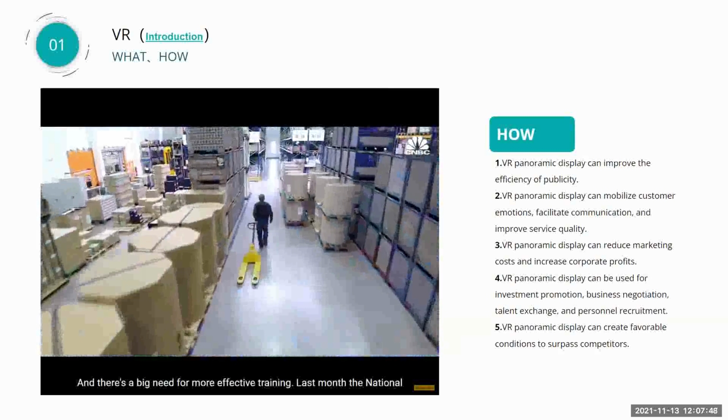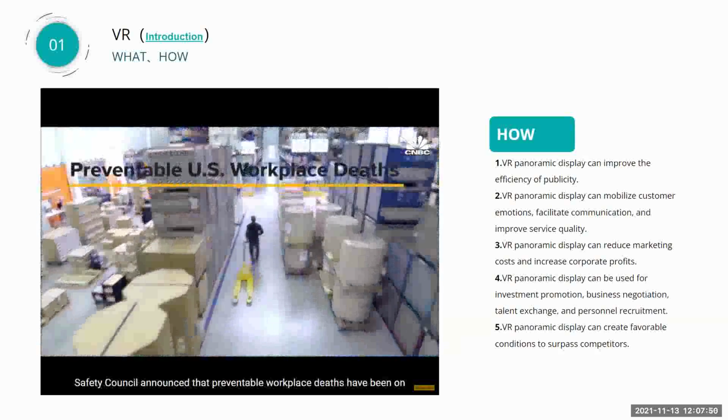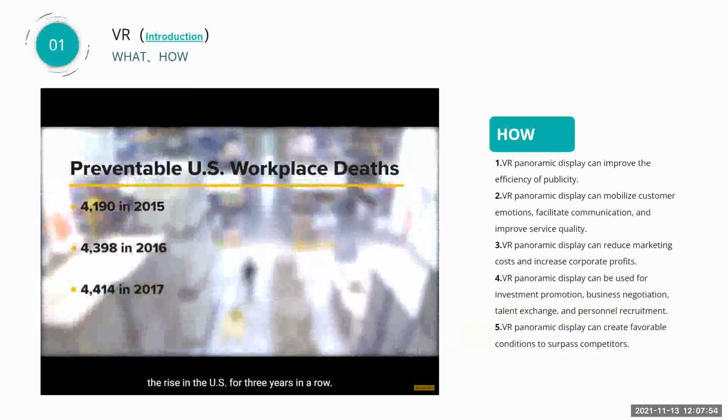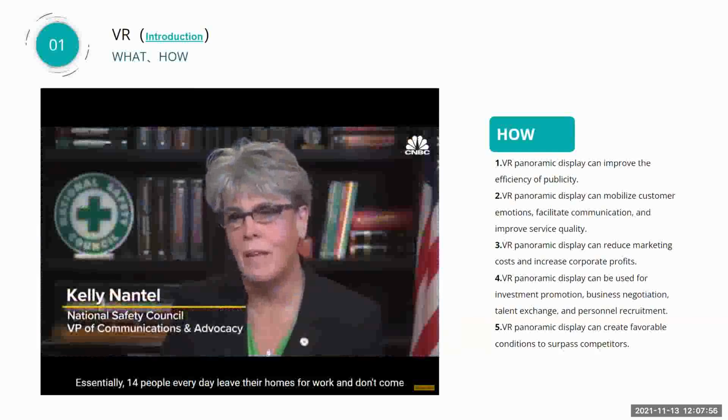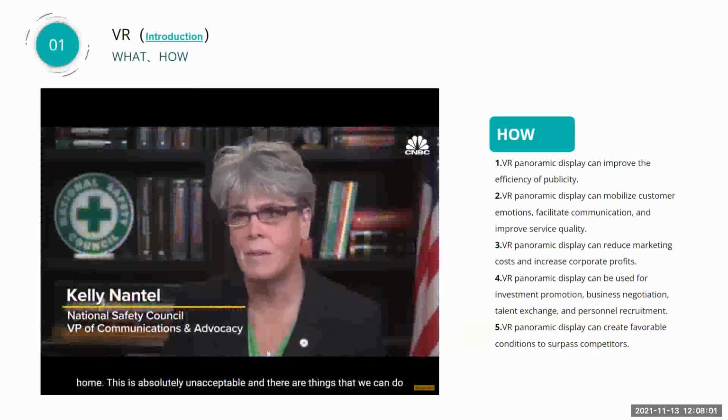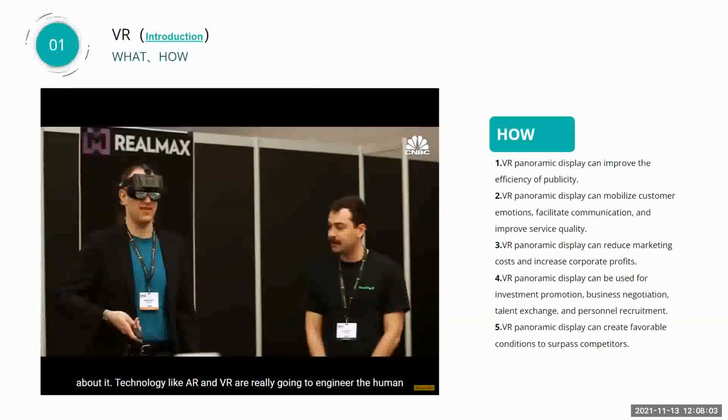Last month, the National Safety Council announced that preventable workplace deaths have been on the rise in the U.S. for 3 years in a row. Essentially, 14 people every day leave their homes for work and don't come home. This is absolutely unacceptable, and there are things that we can do about it.